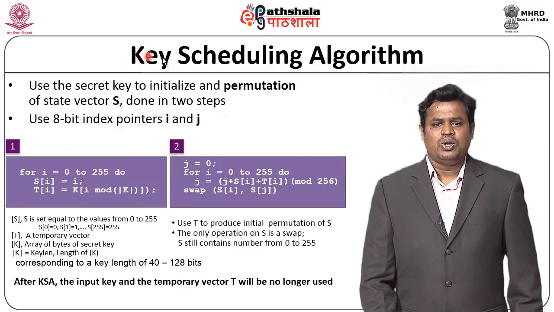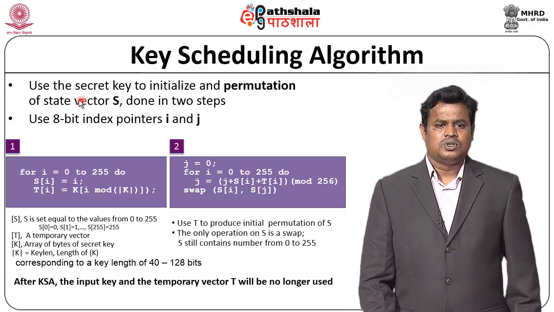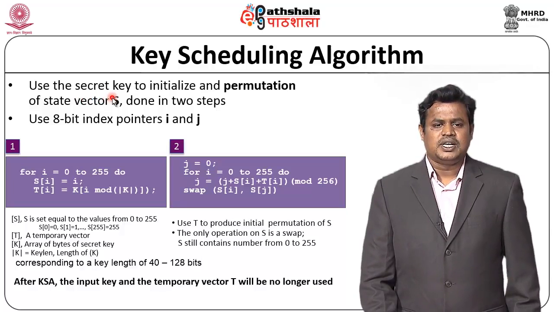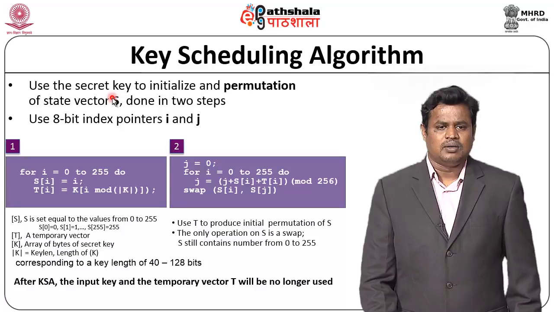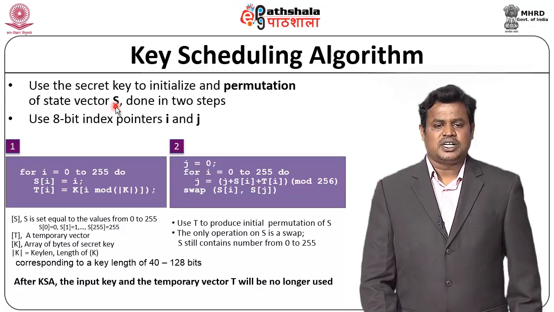Now we will see the key scheduling algorithm. As we mentioned earlier, there is an internal secret state, so we use the secret key given by the user. For example, A wants to send a message to B using the RC4 algorithm; first they must agree on the secret key. Now I have a secret key to initialize and permute the state vector S, done in two steps. I want to get the state vector, so there are two index pointers, one is I, another one is J.